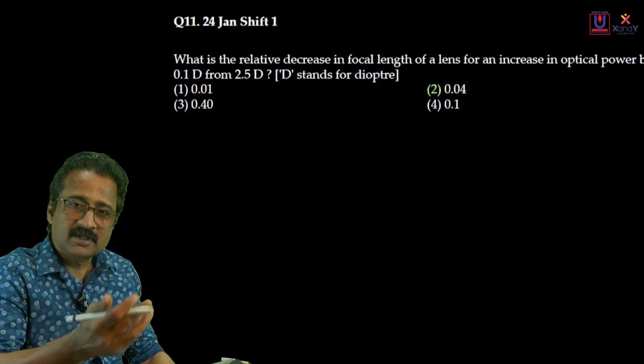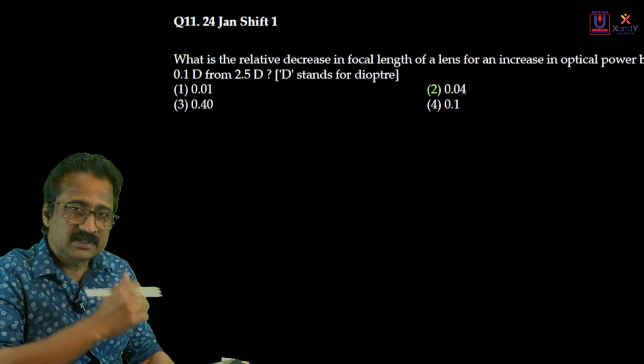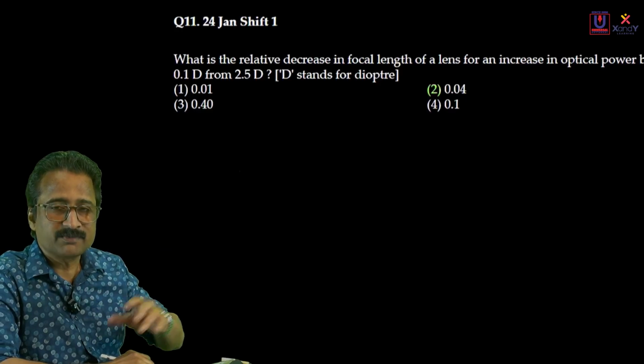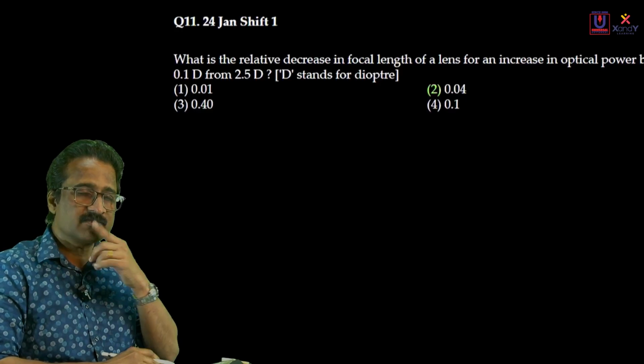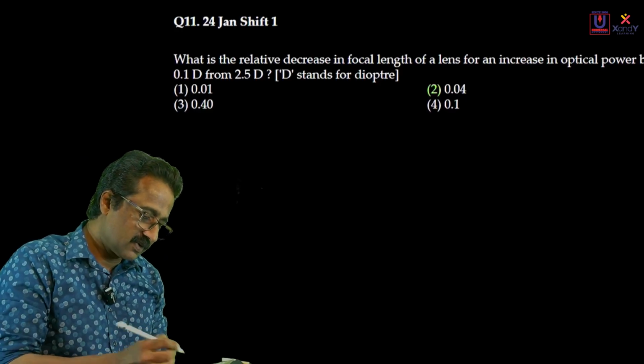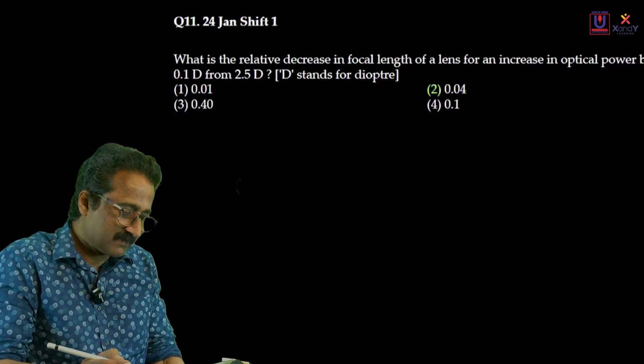Power of a lens is changed. Certainly focal length also will change. So if you give a fractional change of power, certainly a fractional change of focal length is also expected. They ask you what's the fractional change in focal length. Okay, let's apply some calculus.